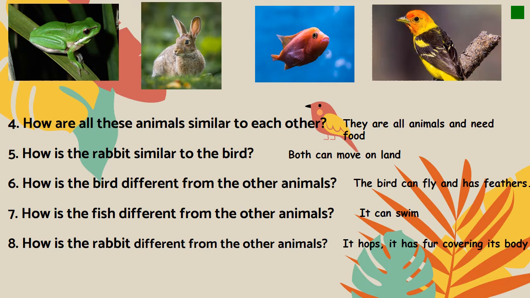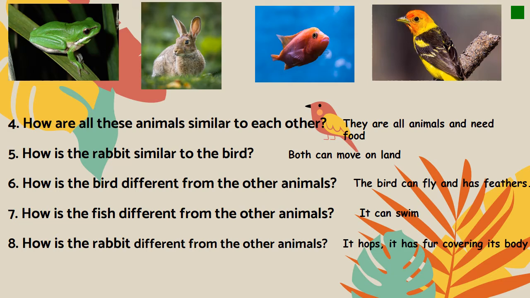Number 6. How is the bird different from the other animals? What do you think? I think that the bird can fly and has feathers. Don't you think? Yes, of course. The bird can fly and has feathers.